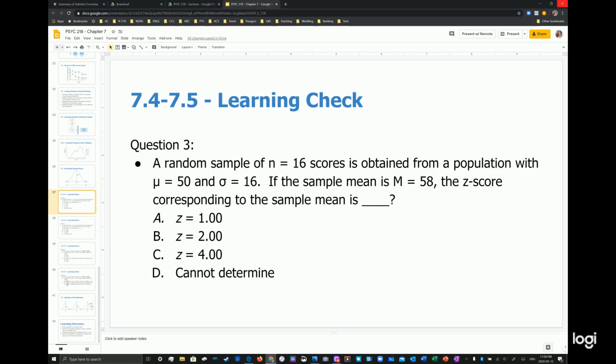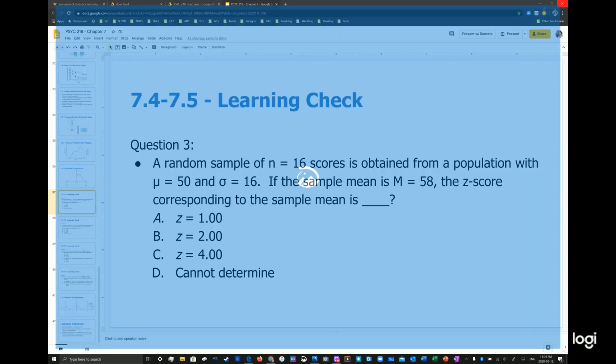So let's finish off then with some learning check questions. Question 3. A random sample of 16 scores is obtained from a population with a population mean of 50 and the standard deviation, that is from the population, of 16. If the sample mean is 58, what is the z-score that corresponds to the sample mean? So remember the z-score formula for this.